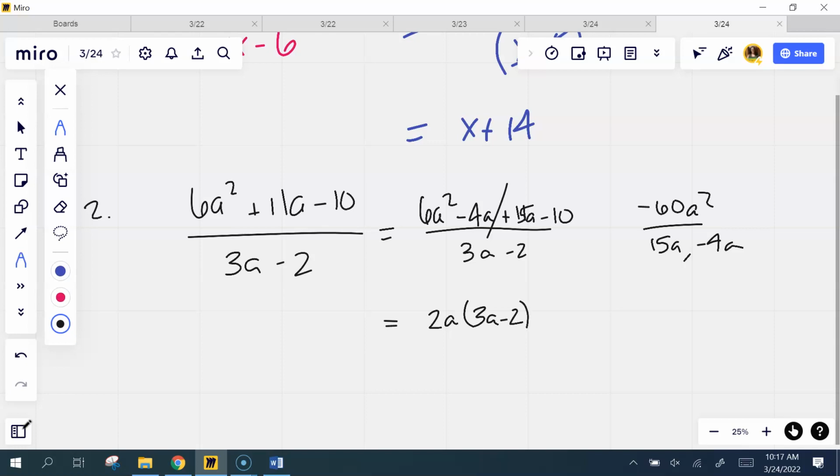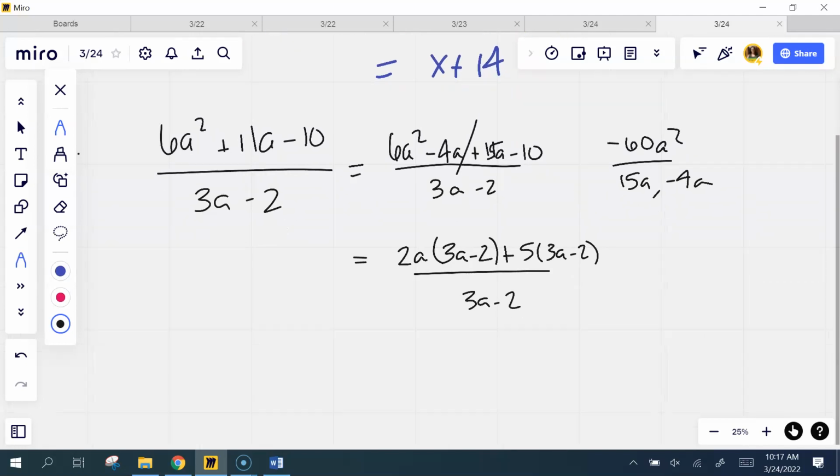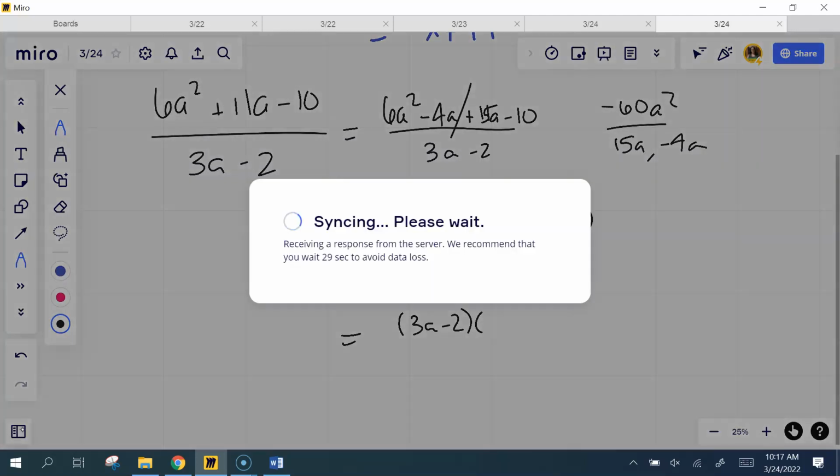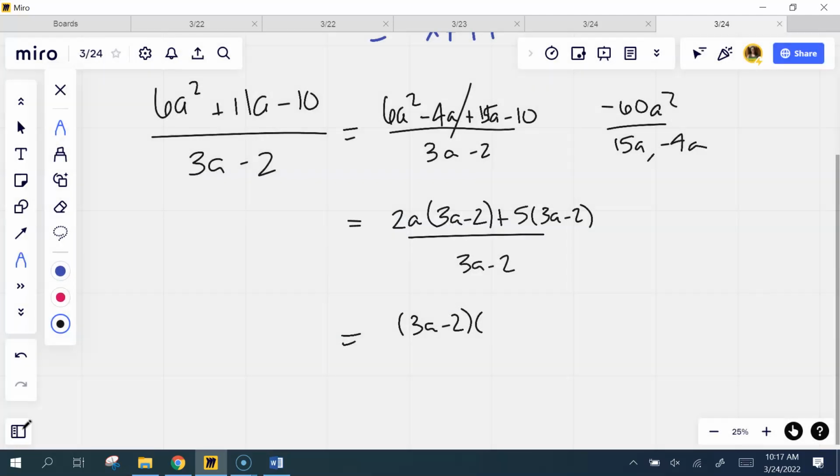minus 2. Take out the second 2. What's left? That's right. Over 3a minus 2. I hope you see what's fixing to happen. Yep. You got the 3a minus 2 times 2. Oh, I'm writing too fast for it. 2a plus 5 over 3a minus 2, which cancels and leaves me with, of course, just the 2a plus 5.